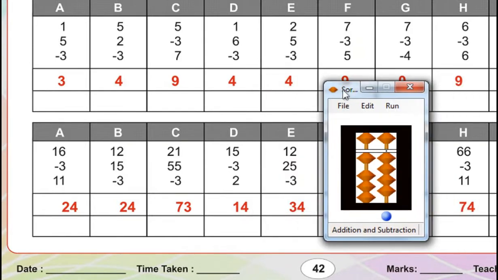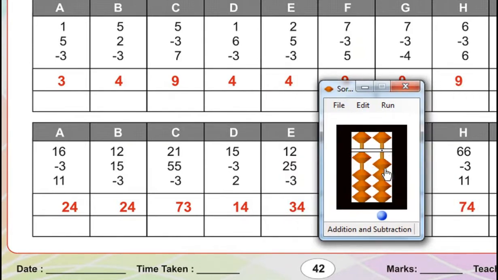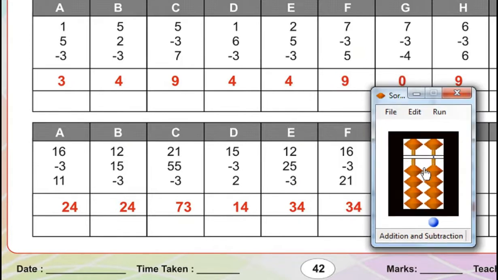Next, 12 plus 25 minus 3 minus 5 plus 2. Answer is 34. 16 minus 3. For that, minus 5 plus 2. 21. Answer is 34.